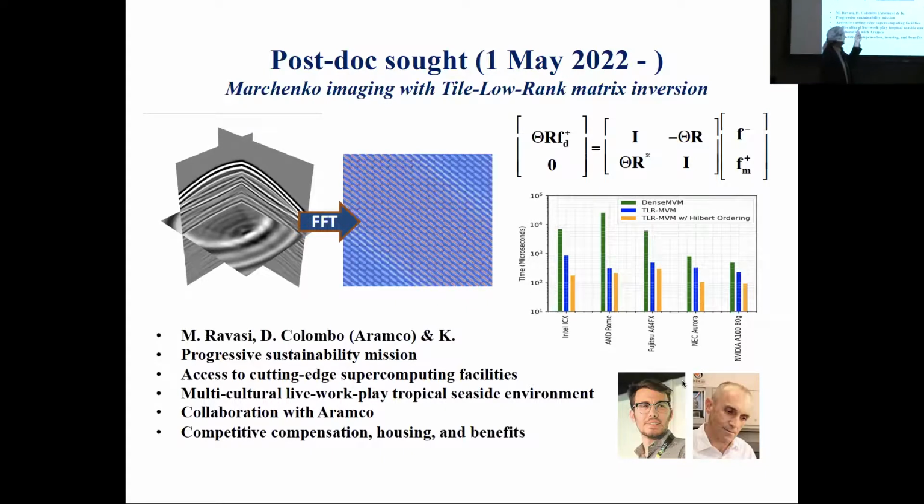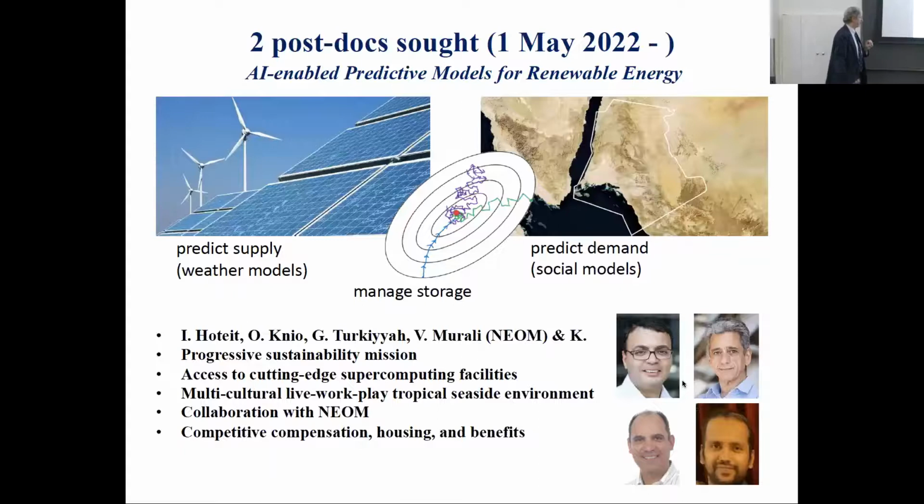In every case, there are dramatic savings in runtime to be achieved by, first of all, recognizing the data sparsity in the original convolution operator, and then ordering the points in a geometrically informed way, with, in this case, a Hilbert ordering in a multidimensional case. And so this problem is solved, but we want to extend it to other uses of tile low rank in subsurface imaging.